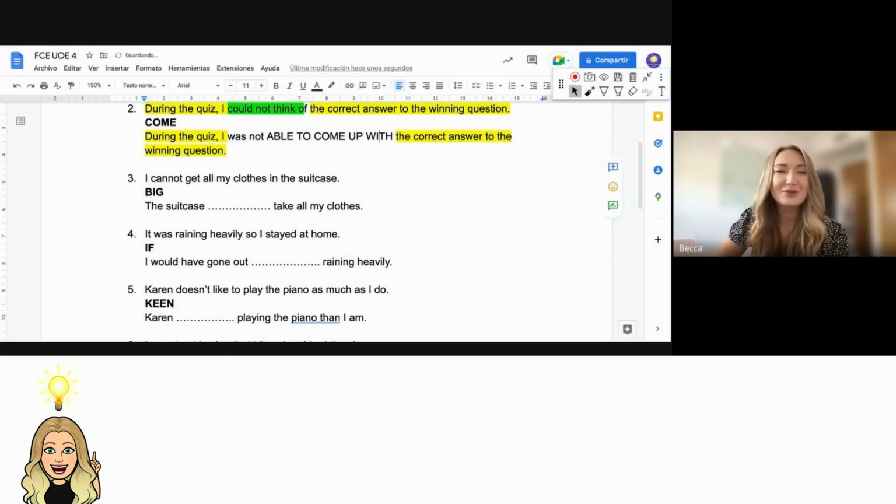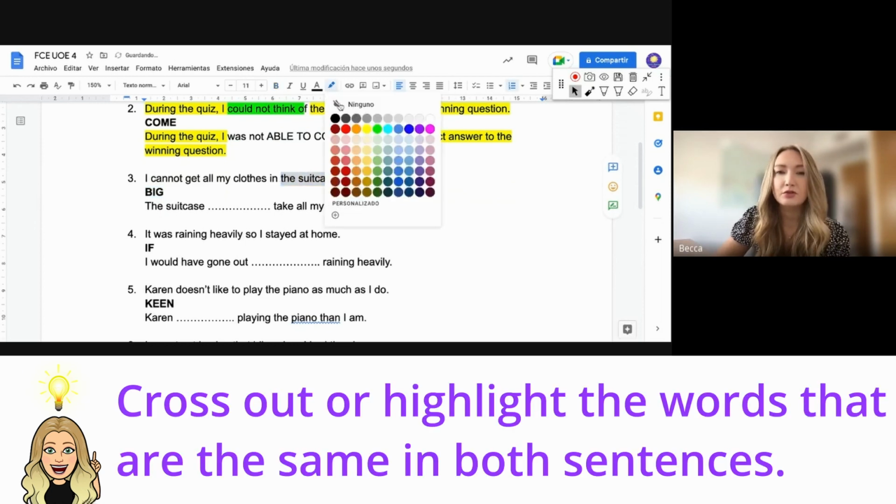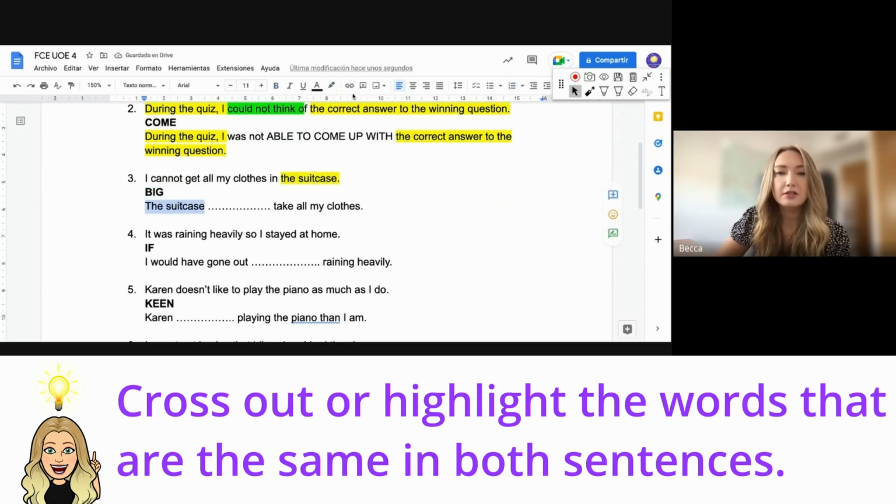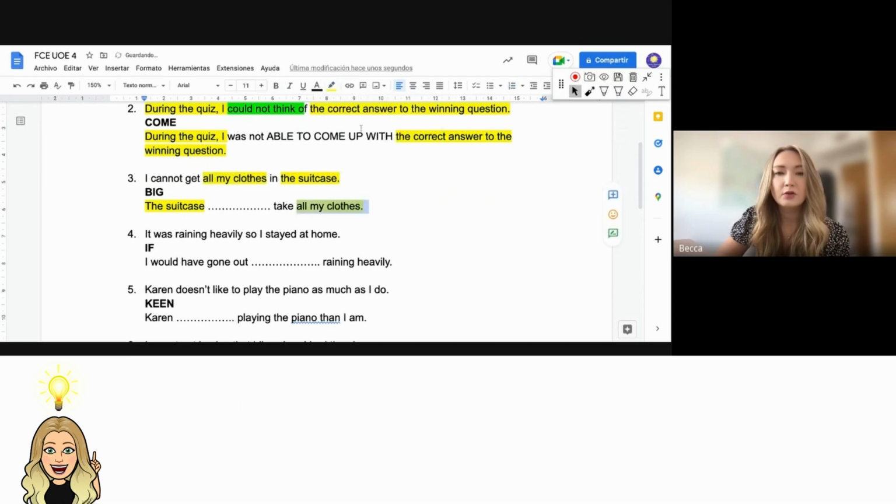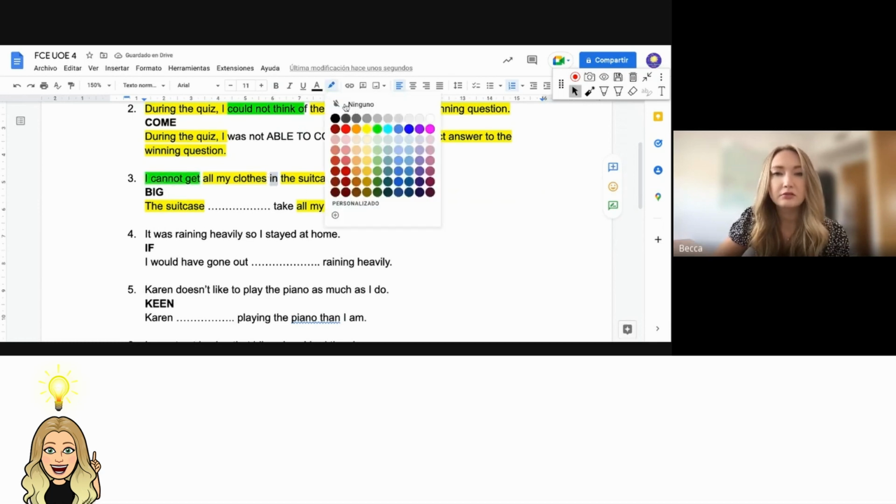Okay, so the next question, number 3, says, I cannot get all my clothes in the suitcase. The word is big. And the second sentence is, the suitcase, something, take all my clothes. So again, we have the suitcase, okay, all my clothes. So what do we need to focus on? I cannot get, right? And in.